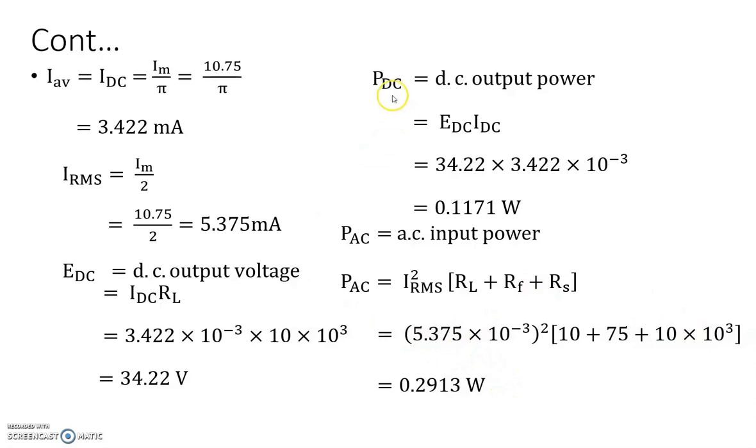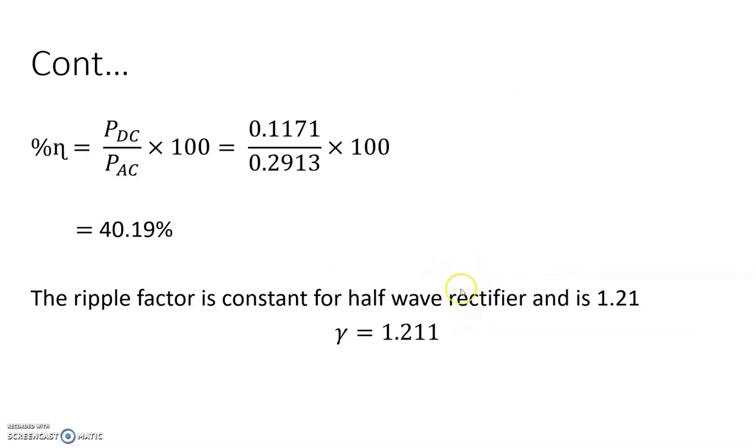You know PDC and PAC, and find out the efficiency of the half-wave rectifier. The efficiency of the half-wave rectifier in terms of percentage is nothing but PDC by PAC into 100. So you substitute the values of PDC and PAC and find out. Finally, we get the efficiency as 40.19%. The ripple factor is constant for a half-wave rectifier, that is 1.21, which is very high. That's all for the solution for this problem.